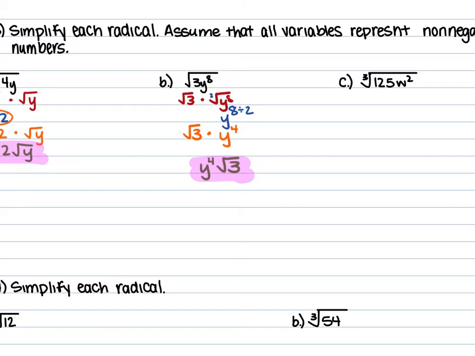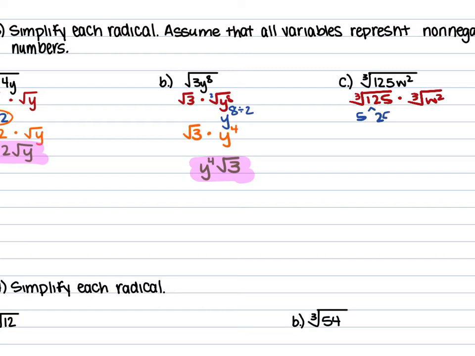For example C, we have the cube root of 125w squared. If you wanted to separate this, you can. It would just be the cube root of 125 times the cube root of w squared. To find the cube root of 125, we're going to find the prime factorization of it. It ends in a 5 or 0, so 5 automatically goes into it. 5 goes into 12 2 times with 2 left over.